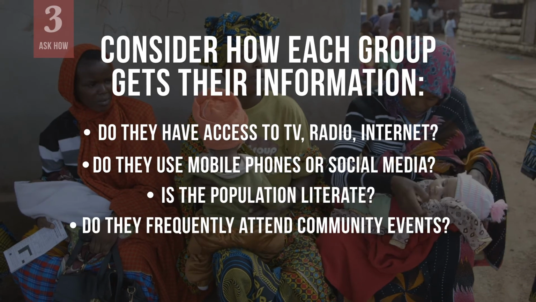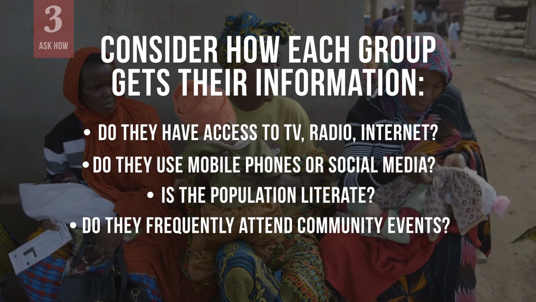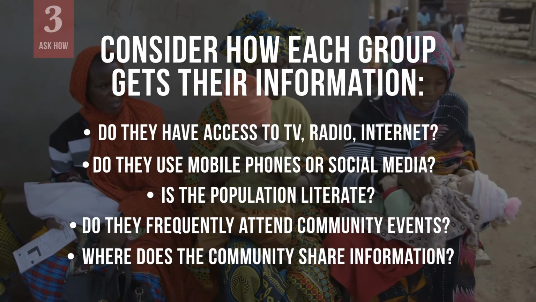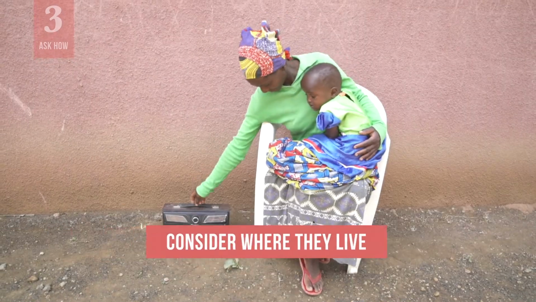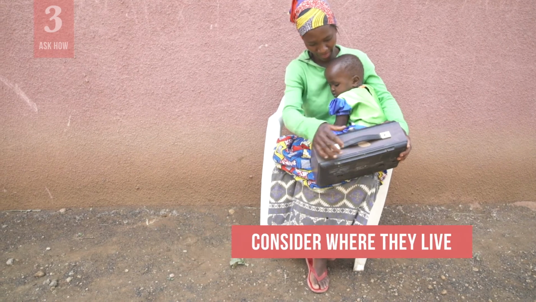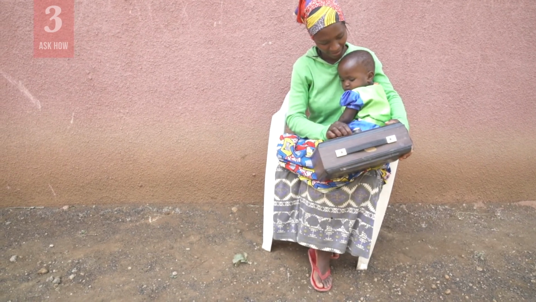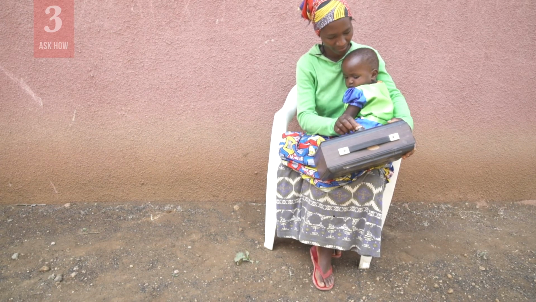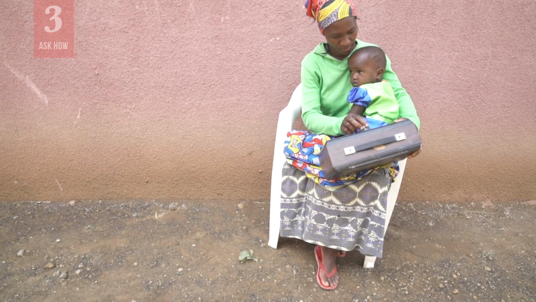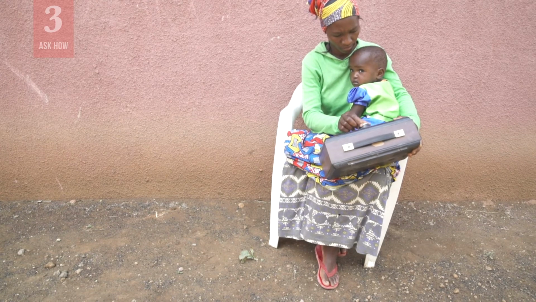Do they frequently attend community events? Where does the community share information? Also consider where people live. In rural areas, the most effective way to reach people is through conversations with health workers, local leaders, community groups and volunteers, and often through radio.